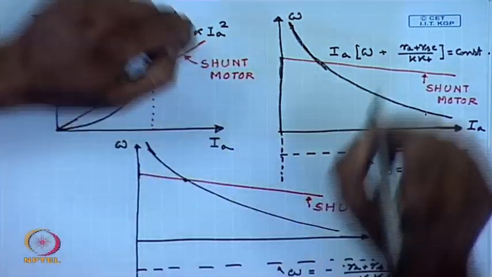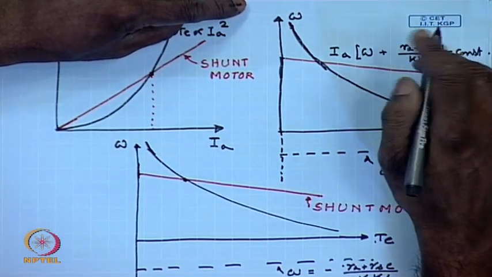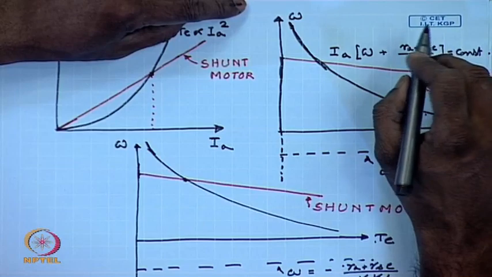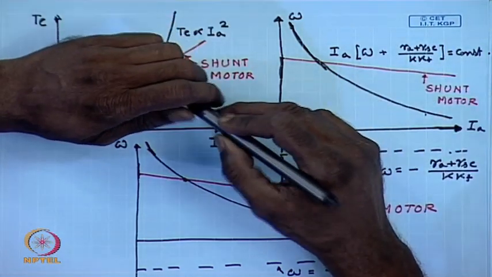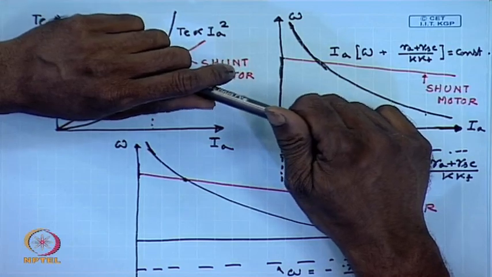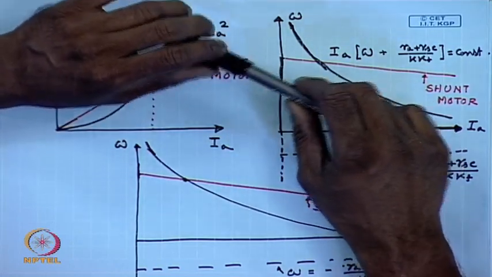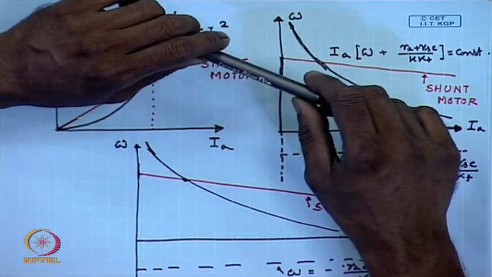For the same reason, it is not possible to operate this motor in a regenerative braking region, because we know for regenerative braking operation the motor must be driven beyond its no load speed, so that the current reverses. So, this is not possible for a series motor.